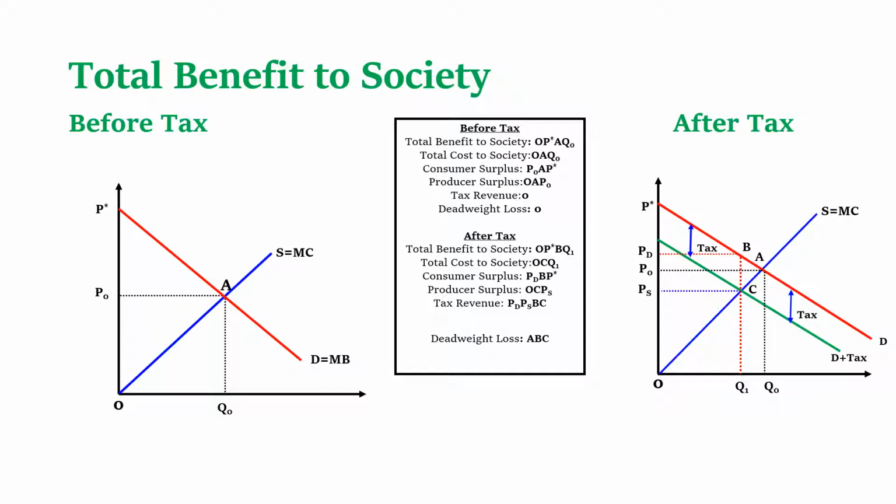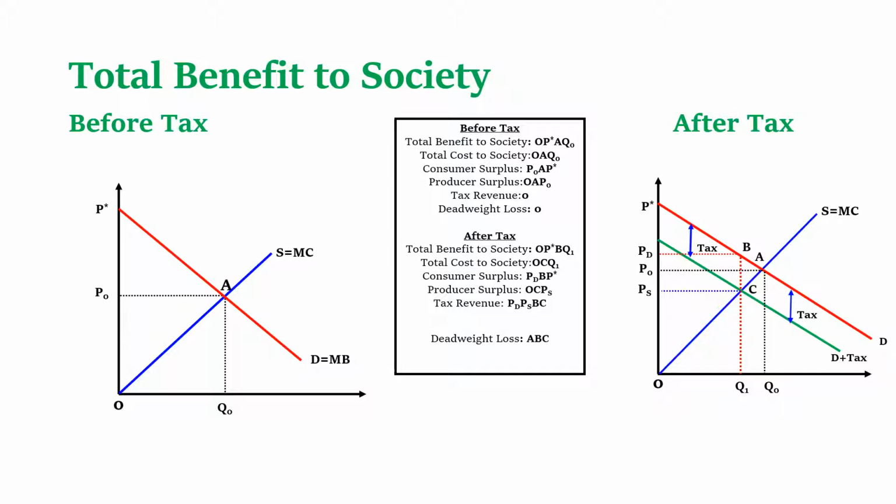Now, is there any tax revenue before taxation? No, because there is no tax. So government gets no revenue here. The tax revenue is 0 before tax. Is there any deadweight loss? No. Deadweight loss is 0. There is no triangle there, no efficiency loss triangle there.